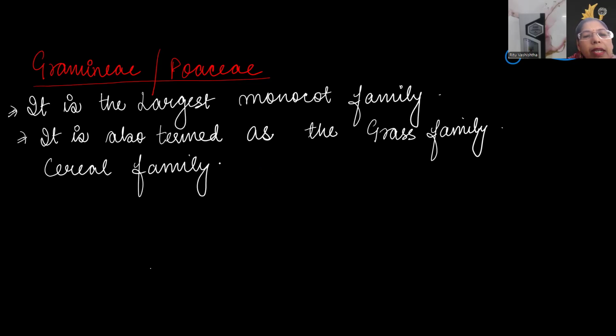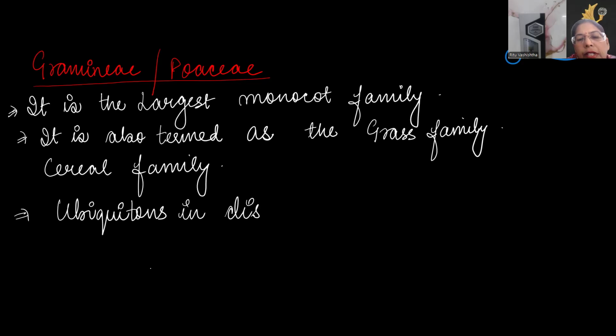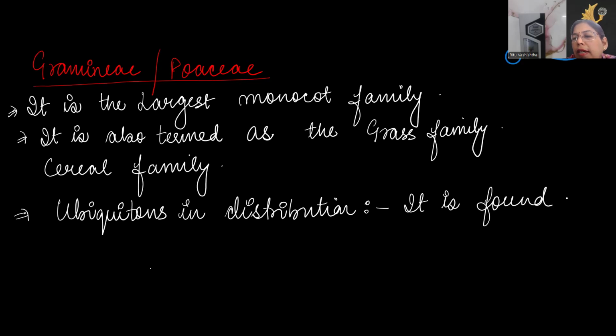Now this family is ubiquitous in distribution. Let us understand this term. Ubiquitous in distribution means this family is found in varied habitats. So that's why we term it as ubiquitous in distribution. So what are the habitats it is found in? It is found in deserts. When we talk about deserts, it means the temperature is very high. Usually jowar and bajra grow in such regions.